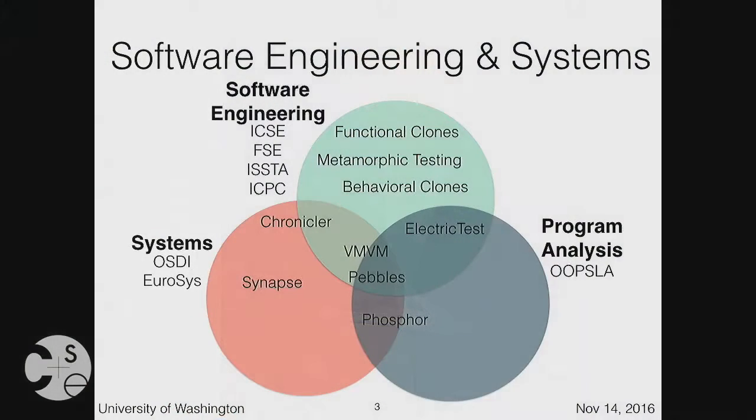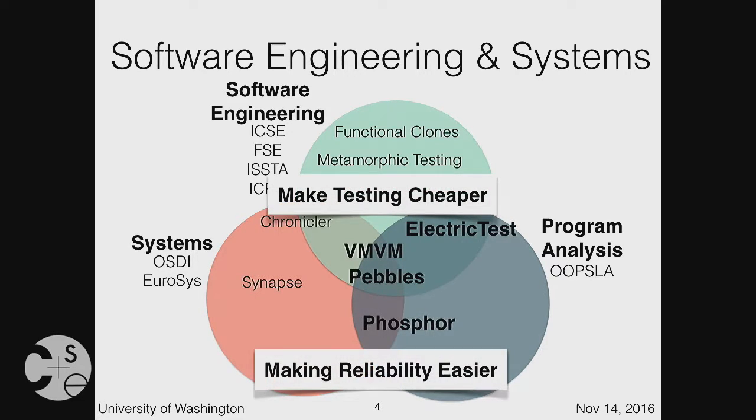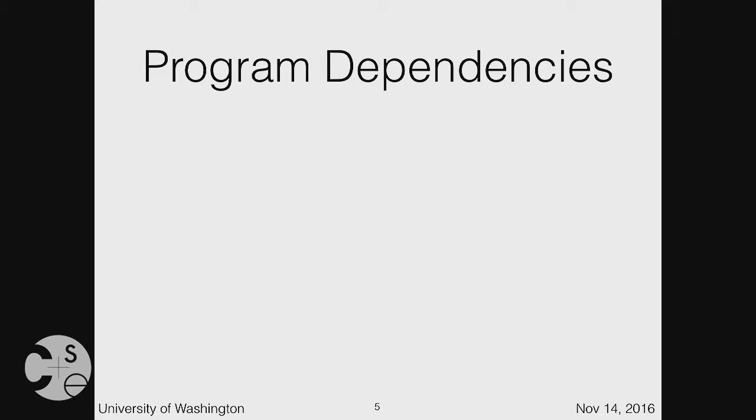Again, brief background, most of my work is in software engineering. It often ends up, as Mike mentioned, overlapping with software systems and program analysis. But today I'm going to focus on two works that make testing cheaper, VMVM and ElectricTest, and two works that make overall reliability easier, Pebbles and Phosphor. One common thread between all of these works, aside from their connection to software testing and reliability, is that their insights are all related to various forms of program dependencies.